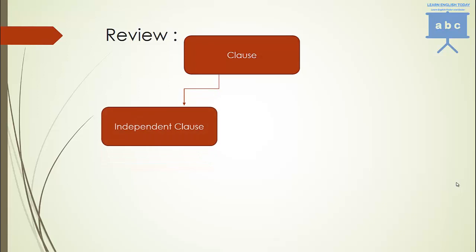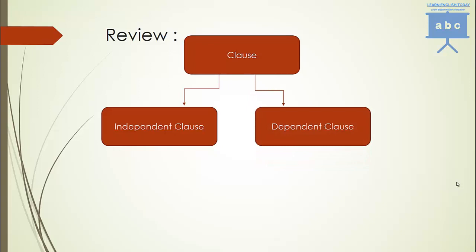A clause is divided into two parts. One is the independent clause and the other is the dependent clause. What is an independent clause? An independent clause is a group of words which has a subject and a verb and can stand alone or gives a complete sense. On the other hand, we have the dependent clause. A dependent clause just has a subject and a verb, but it cannot stand alone. It needs another sentence to give a sense. It means a dependent clause needs an independent clause to have a complete meaning.